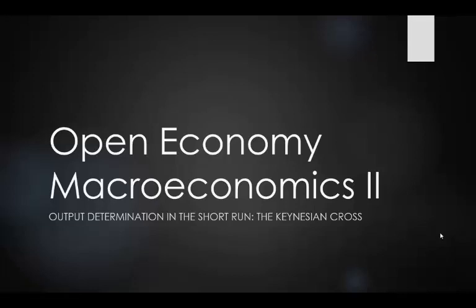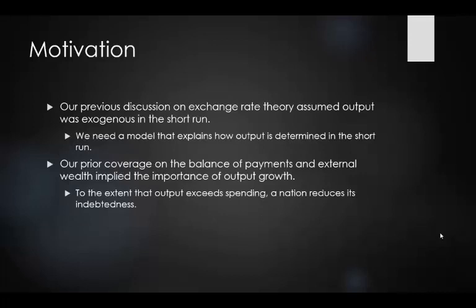This lecture continues our coverage on open economy macroeconomics by developing the building blocks of an open economy model of output determination in the short run. How is this lecture linked to our prior coverage? Well, first, if you recall, in our unified model of exchange rate determination, we assumed that output in the short run was exogenous. We now provide a macroeconomic model for explaining how output is determined in the short run. It's a very familiar model, which we only now extend to make applicable within the context of an open economy.